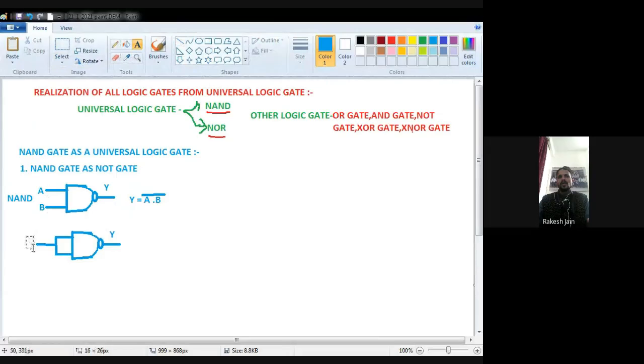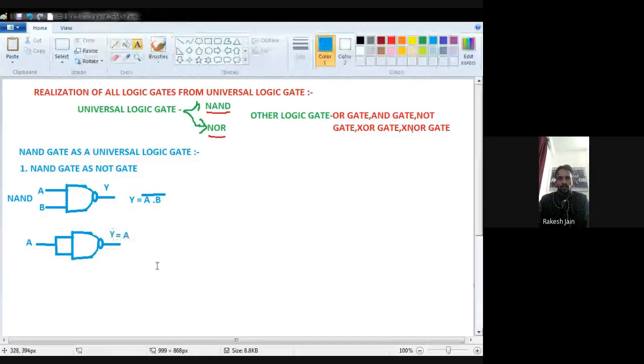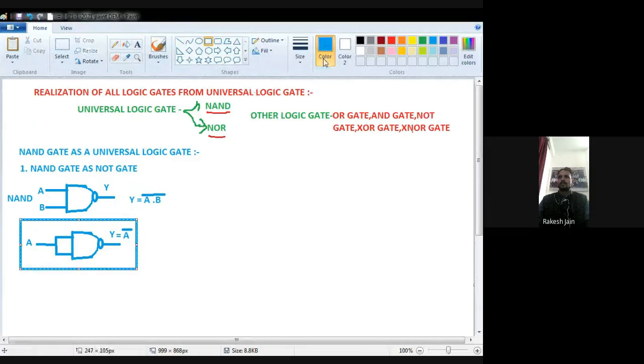This is the same IC, but now we can provide only one input. At that time, the output will be just the opposite of the input. If the input is 1, then the output will be 0, and if the input is 0, then the output will be 1. So now this will be the representation of NAND gate as a NOT gate.